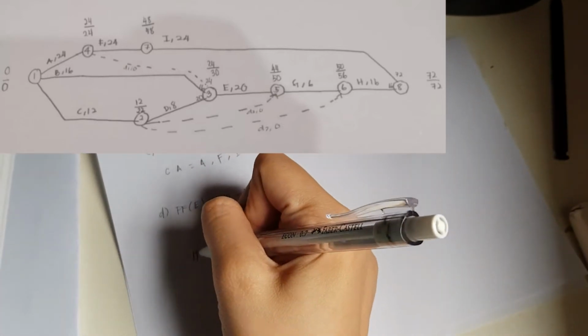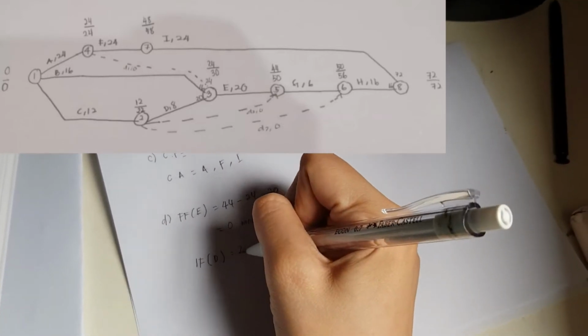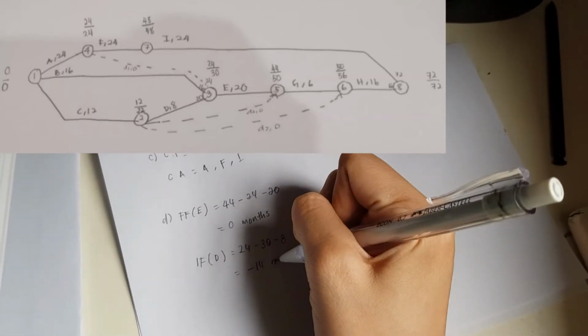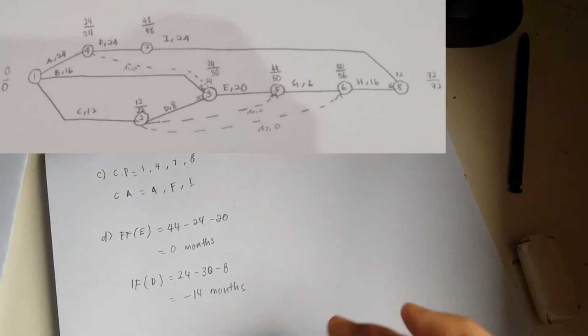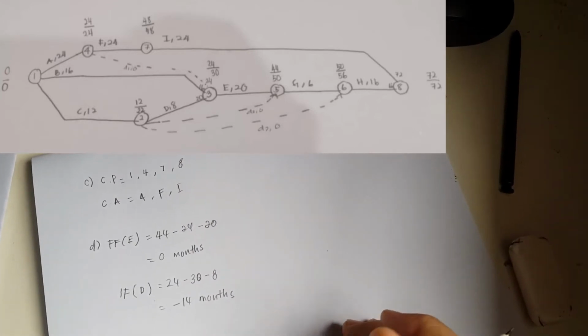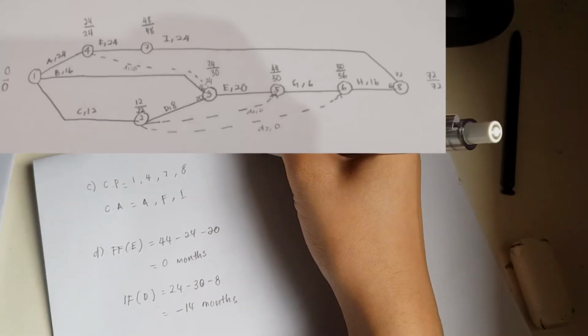Then we have to find out the independent float for D. So 24 minus 20 minus duration 8, then you got negative 14 months. And next question said, what if activity G were revised to 13 months? So question E.